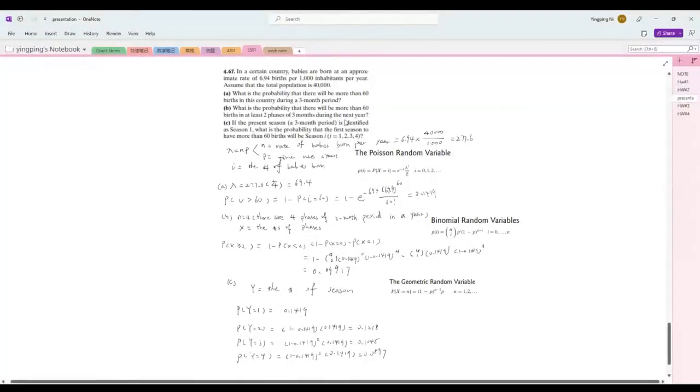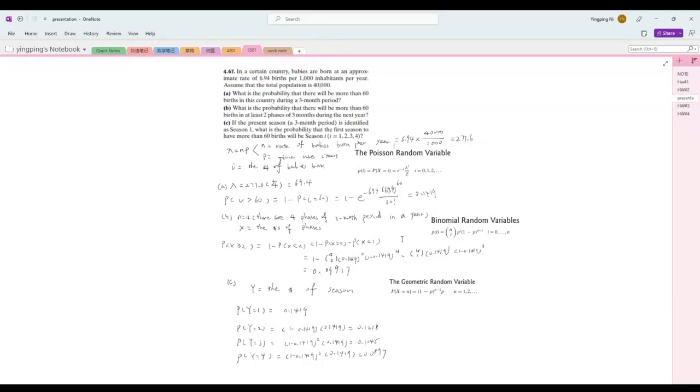And for question B, what's the probability that there will be more than 60 births in at least 2 phases of 3 months during the next year? And we can use the binomial formula. The n is equal to 4 because there are 4 phases of 3 months in a year, and x is the number of phases. So for question B, x is at least 2. The probability is 1 minus the probability of x less than 2, which is 1 minus x equal to 0 and x equal to 1.